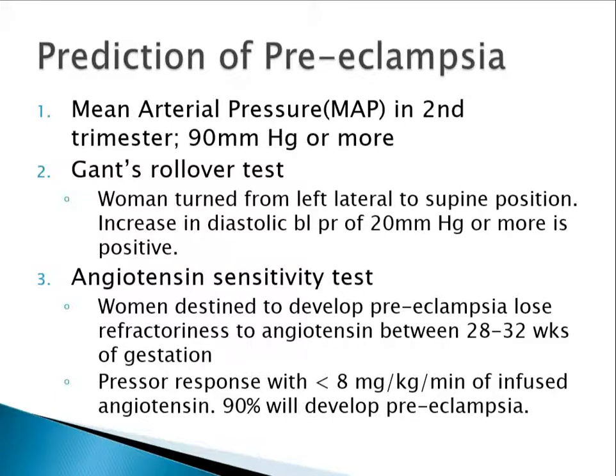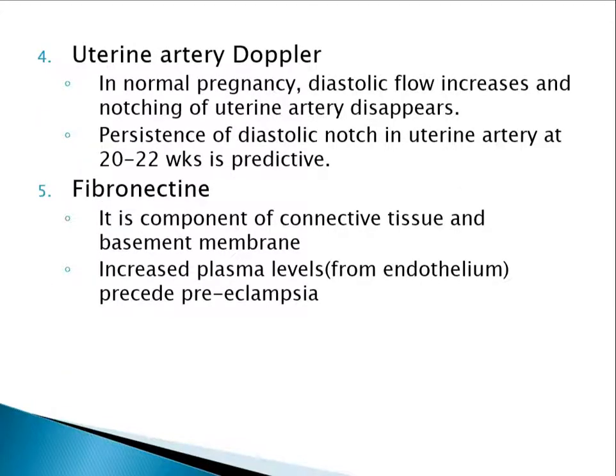Between 28th and 32 weeks of gestation, if this woman is given angiotensin infusion, say 8 milligrams per kg per minute, then there is a pressor response. Normally, because of the refractoriness, there should not be any increase in the blood pressure. But if there is any increase in the blood pressure with angiotensin, that means the sensitivity is not lost. So this woman is likely to develop preeclampsia. This we see in about 90% they say, but again this is not 100% reliable.